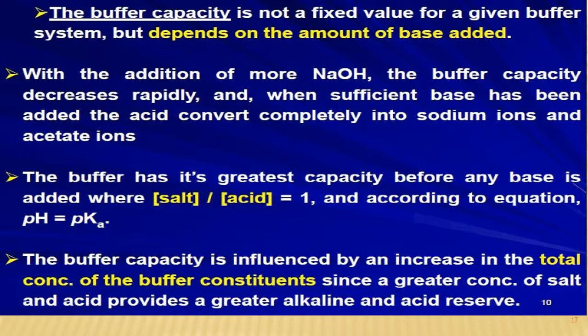The buffer has its greatest capacity before any base is added, where the salt and acid ratio equals 1, and according to the equation, pH equals the pKa. This is what we call the greatest buffer capacity, when the salt and acid are equal. The buffer capacity is also influenced by an increase in the total concentration of the buffer constituents, since a greater concentration of salt and acid provides a greater alkaline and acid reserve.